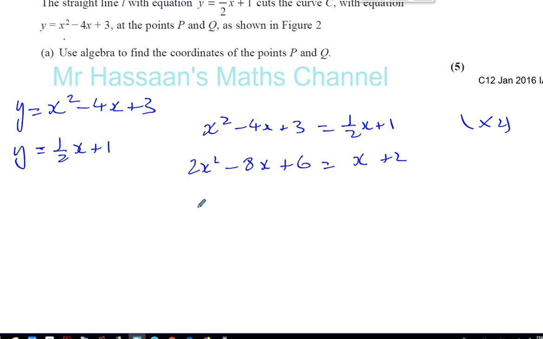Now we can bring everything on one side of the equation. So to solve it like a quadratic equation, you have 2x squared, you've got minus 8x minus 1x, which is minus 9x, and you've got 6 minus 2, which is 4. Now we've got to solve this quadratic equation.